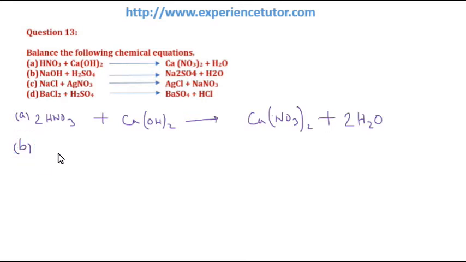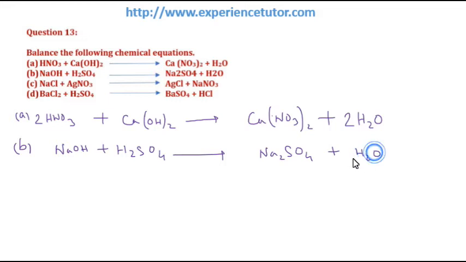Next one, NaOH plus H2SO4 gives Na2SO4 plus H2O. To balance this equation, first we'll balance Na, we'll put here 2, then if we put 2 here, everything is balanced.